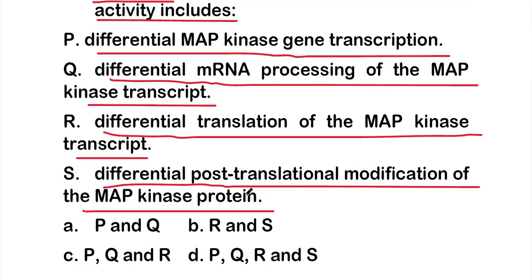So which combination of statements is correct? Option A, P and Q is correct. Option B, R and S is correct. Option C, P, Q, R, three of these statements are correct. Or option D, P, Q, R, S, all statements are correct.